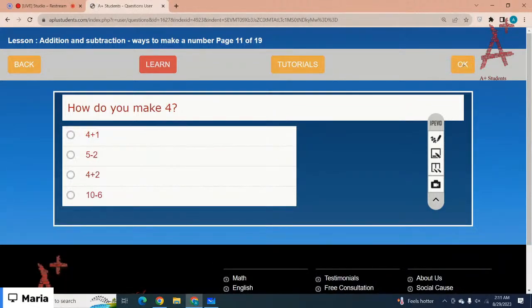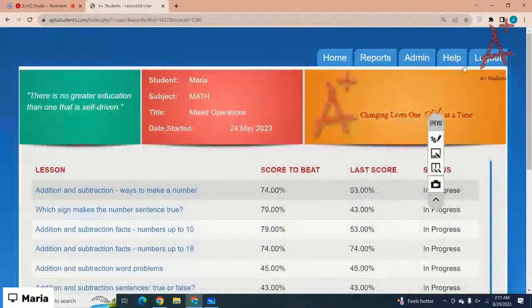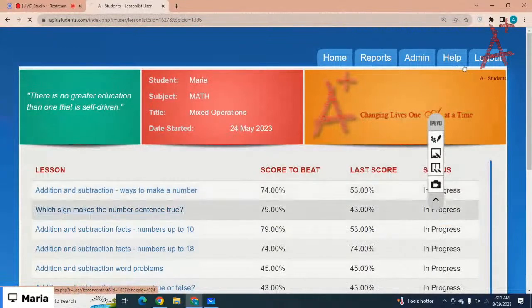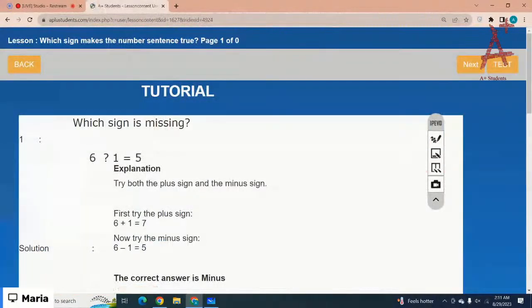Okay, you can complete the lesson by yourself later today. Let me just move on to the next lesson. And the next lesson is which sign makes a number sentence true. Let's just start with the next lesson.